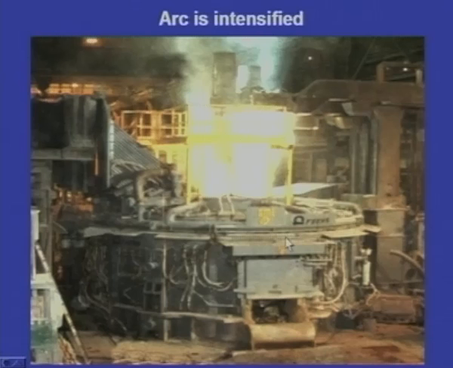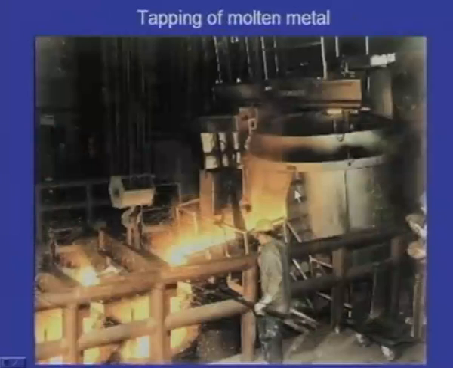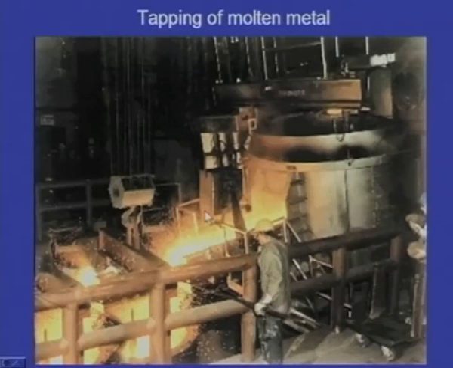Now, here we can see the arc is intensified, and inside the metallic charge starts melting because of this intensified arc. Next one, here we can see the molten metal is ready for tapping. Inside we can see the molten metal, and here we can see the molten metal is tapped from the furnace.